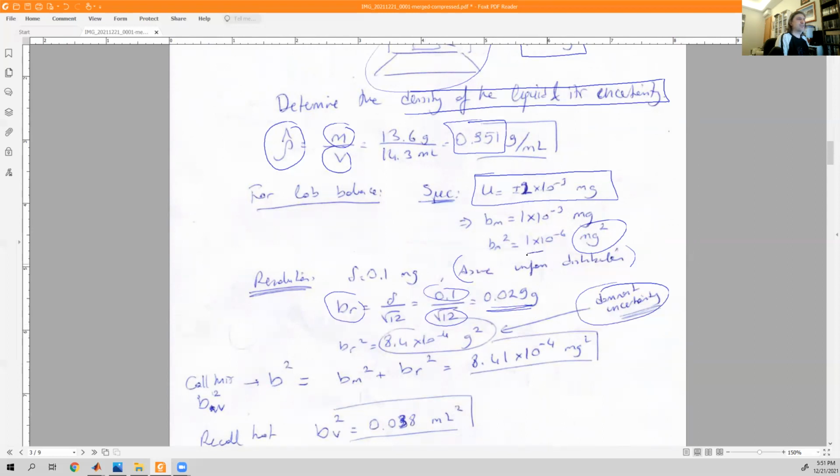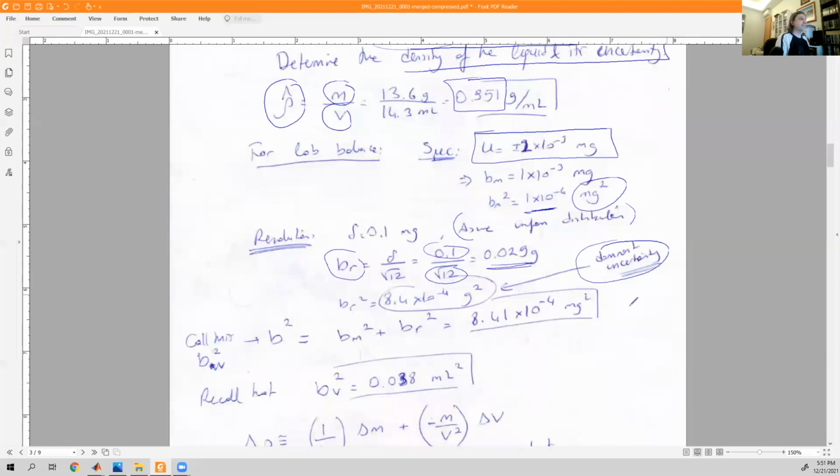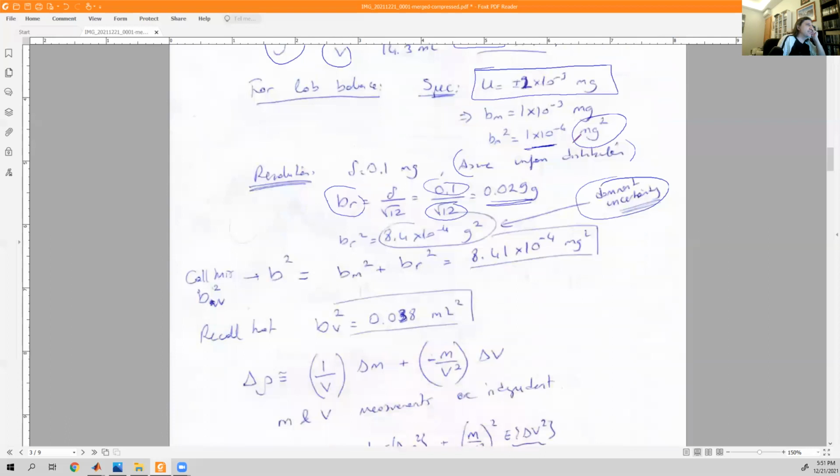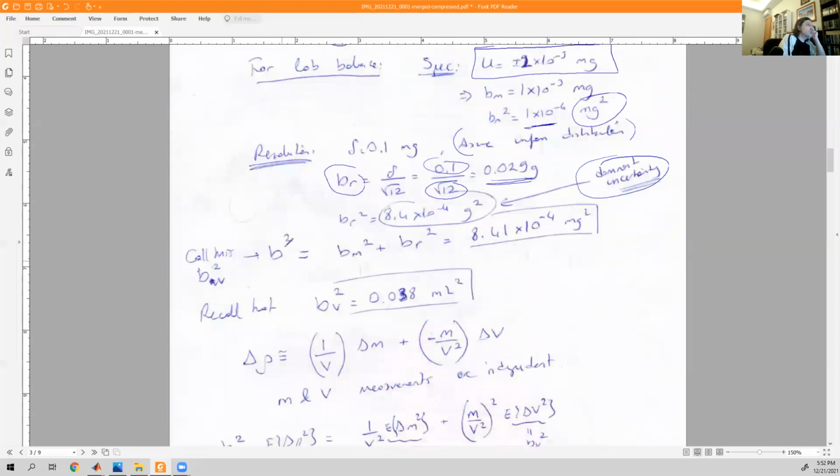Actually, this is much larger compared to this one. It's like, I think, 800 or 850 times larger. Well, this is a squared value, so you should take the square root of that value, but still this value is much larger, and it is not surprising. Usually resolution has a higher contribution compared to accuracy if you are not buying some very awfully made or calibrated equipment. Anyway, B square here is going to be equal to BM square plus BR square directly.